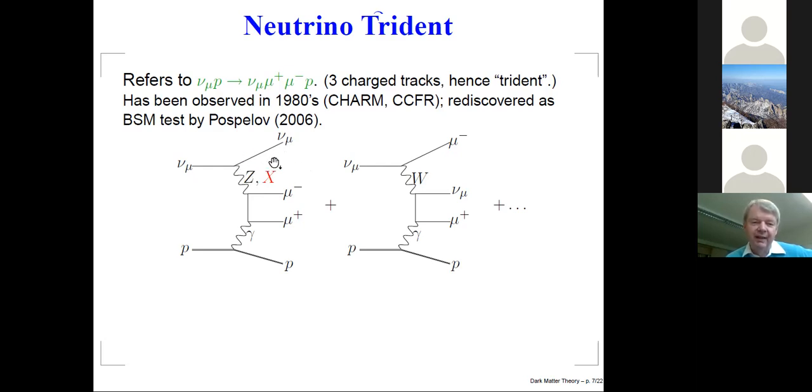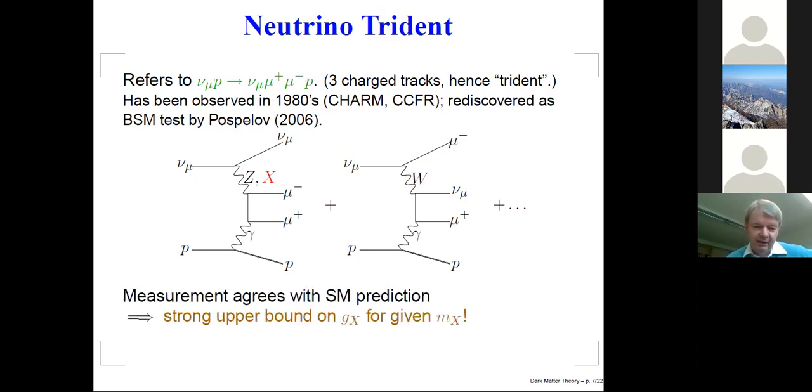Nevertheless, these events have typically relatively small momentum exchange. And then, of course, for very small masses of the X boson, we would get a huge enhancement from the propagator. Therefore, even with a coupling below 10 to minus 3, this X contribution can be competitive with the contribution of the standard model Z boson. And as I said, this gives quite strong bounds on the coupling for a given mass of the X boson.